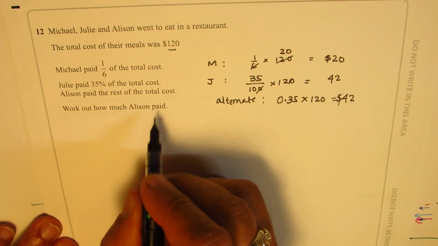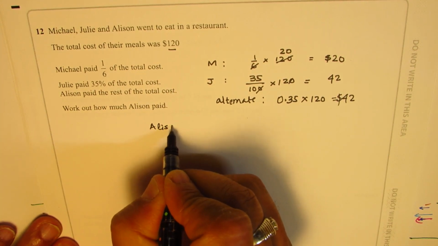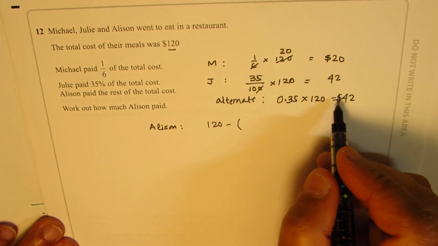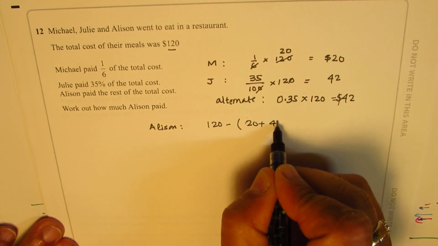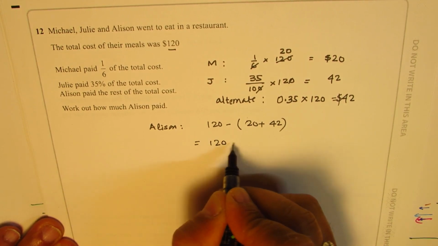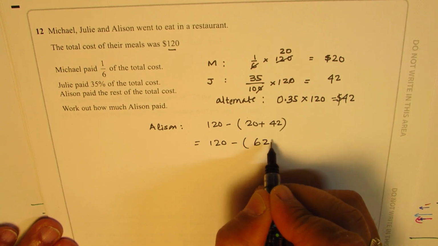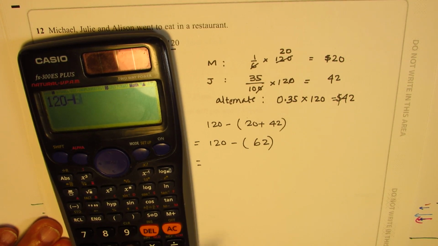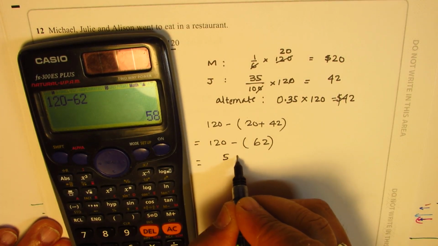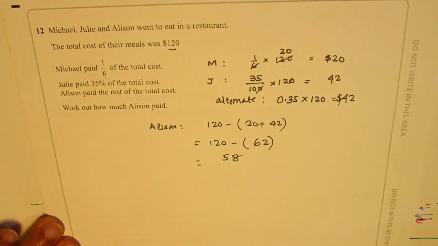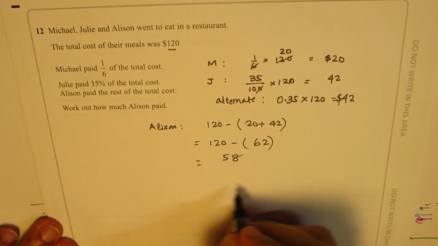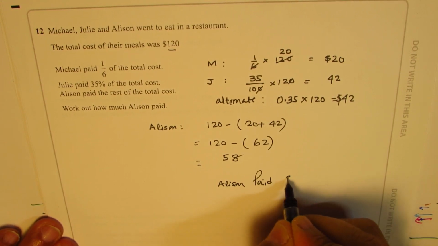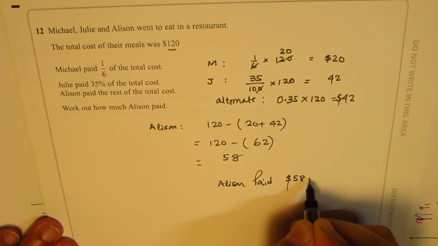Total is 120. So how much will Ellison pay? For Ellison, from 120, we'll take away what is paid by the others. Which is 20 plus 42, right? So we get here 120 minus 62. And that is 120 minus 62 equals 58. So we get $58 was paid by Ellison, right? So we'll write Ellison paid $58.